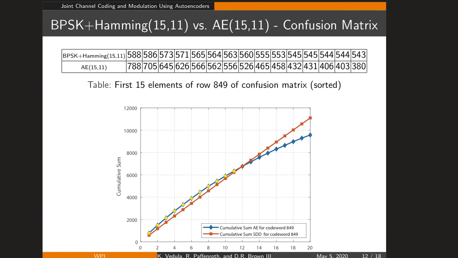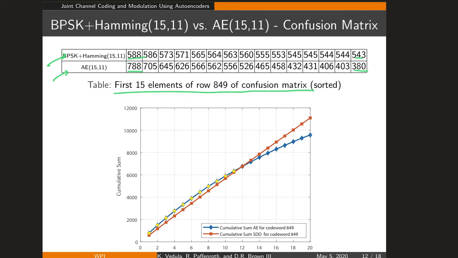Now we look at the first 15 elements of row number 849 of the confusion matrix. First row with BPSK plus Hamming 15/11, second row with the autoencoder. We see that in the first row, all the elements in the confusion matrix are in a similar range. Remember, this is in descending order. So 588 is the highest, then 543, and it keeps decreasing. However, they're all in their 500s. Whereas in the autoencoder, we start at 788 and go on to 380, and later on we reach 0 as well.